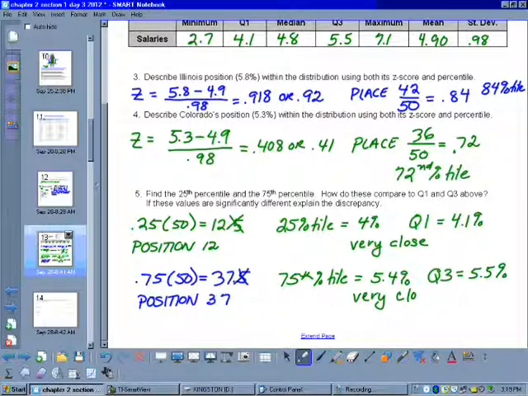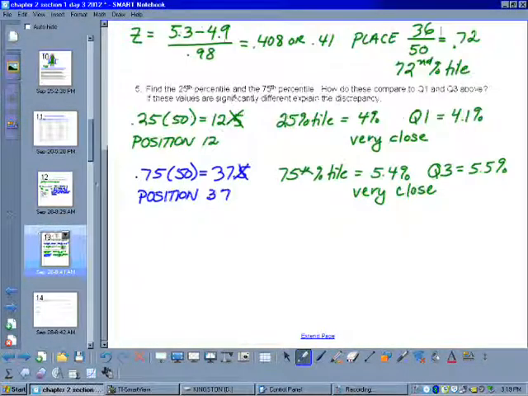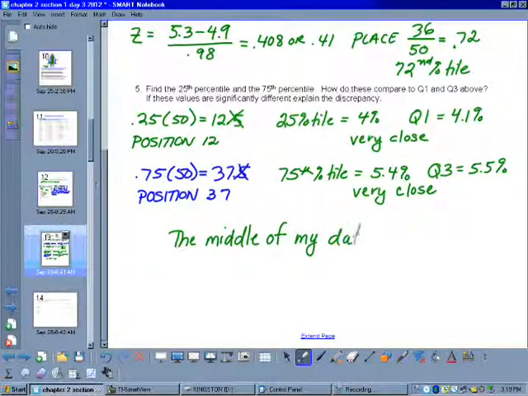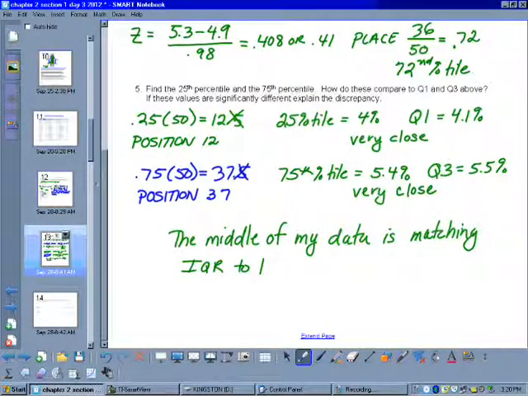So my conclusion here can be that the middle of my data is matching the IQR to the percentiles.